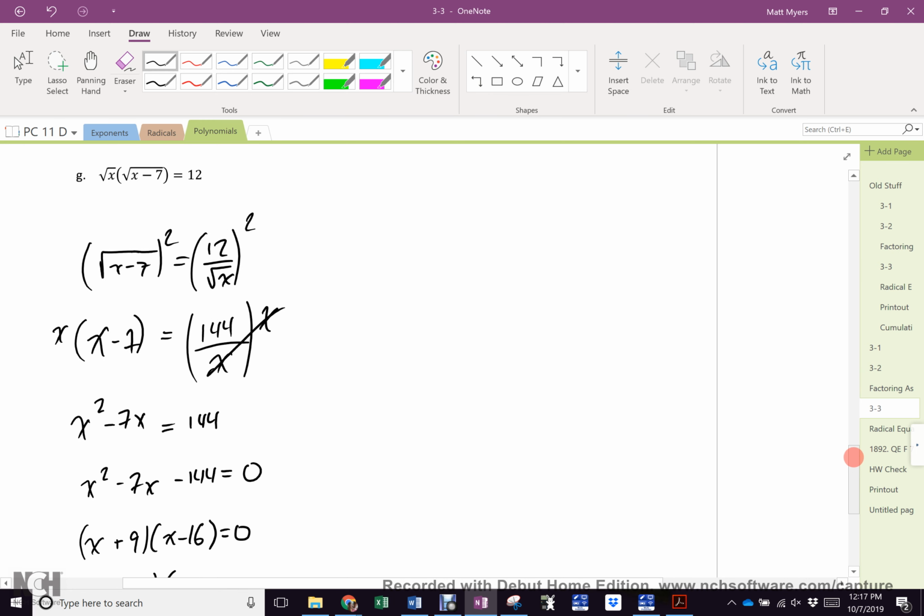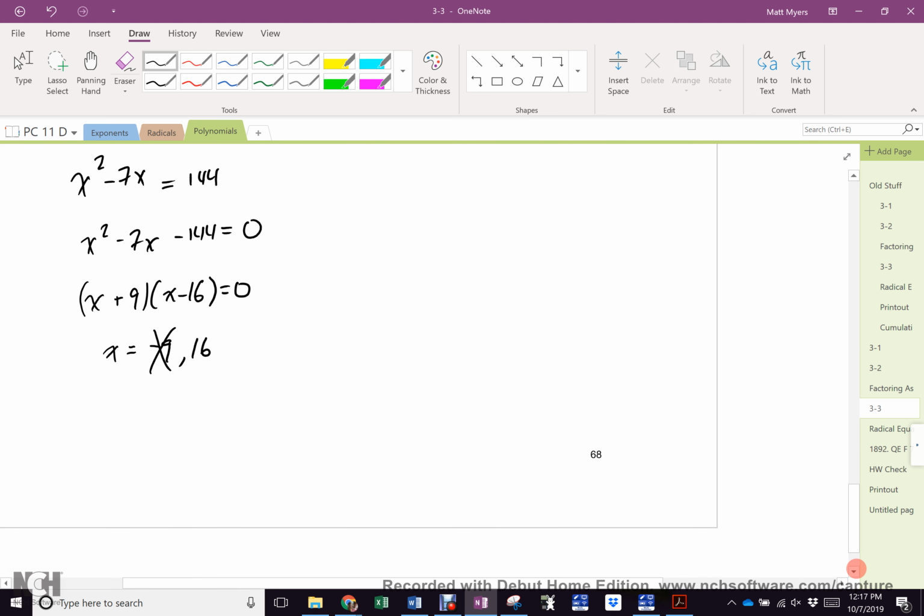So now let's check 16. What's square root of 16? 4. What's 16 minus 7? 9. What's the square root of 9? Is 4 times 3, 12. So is this right?